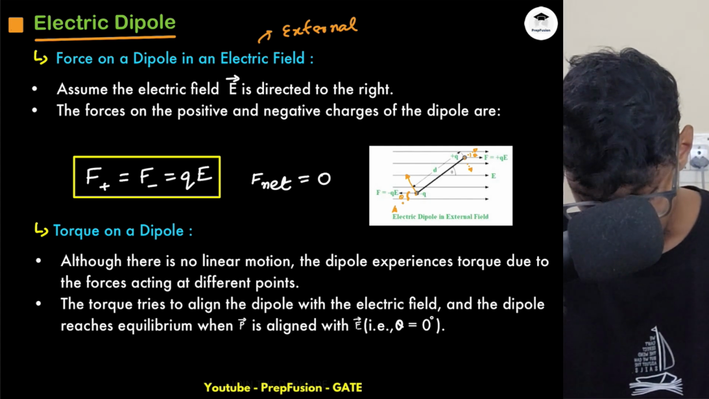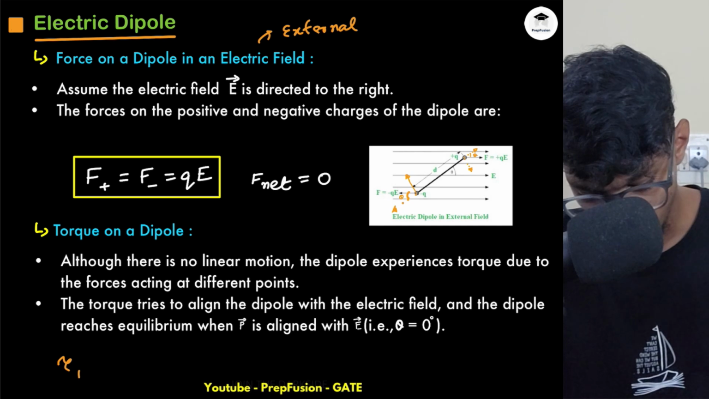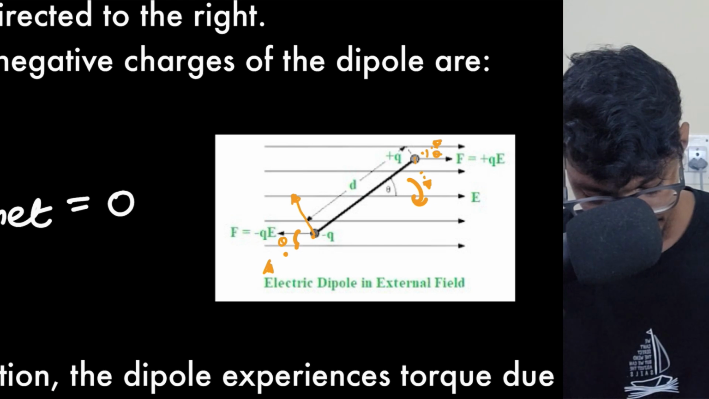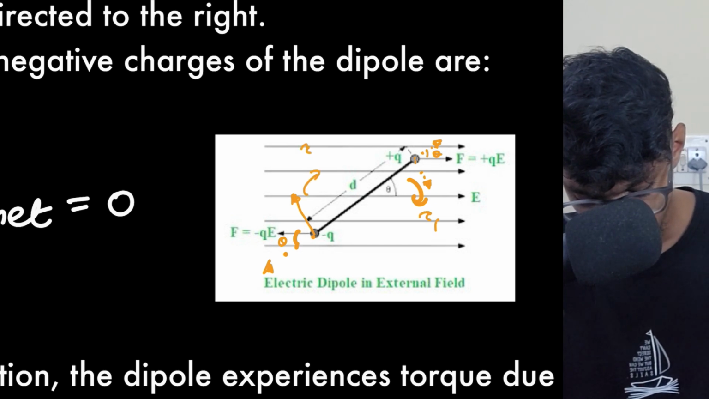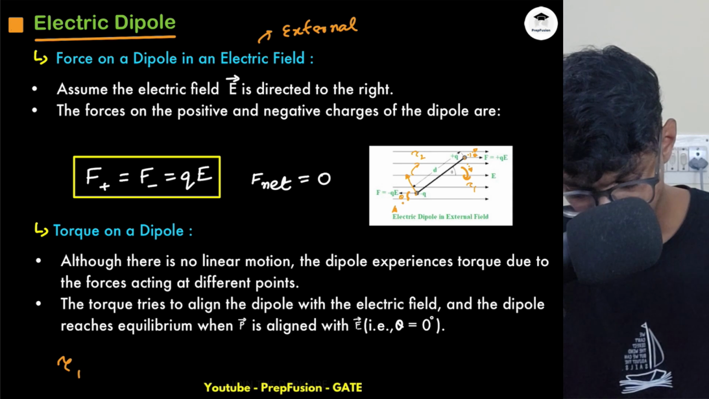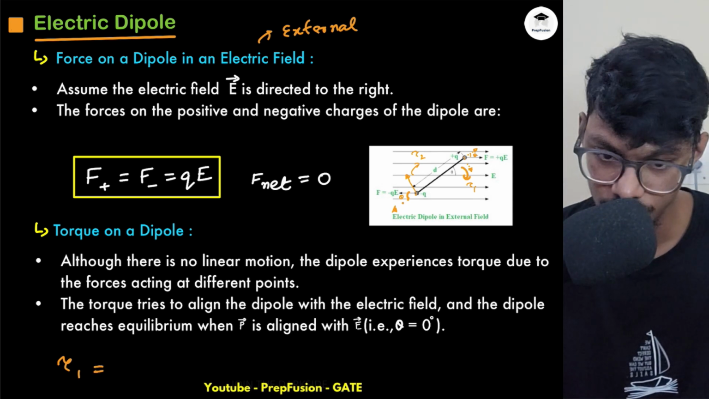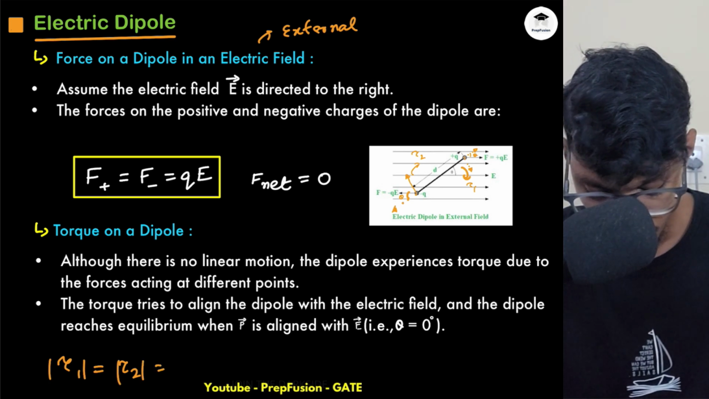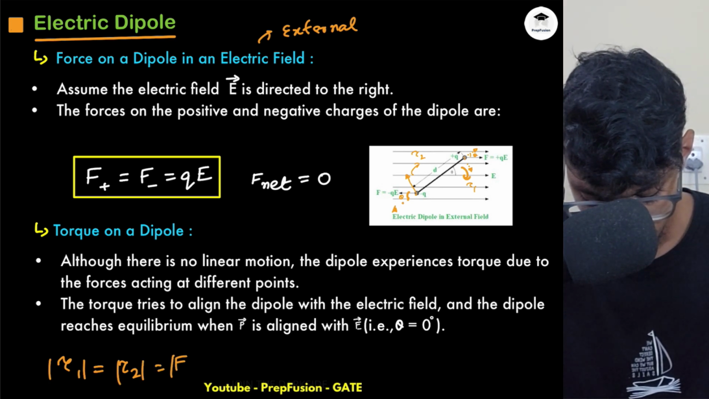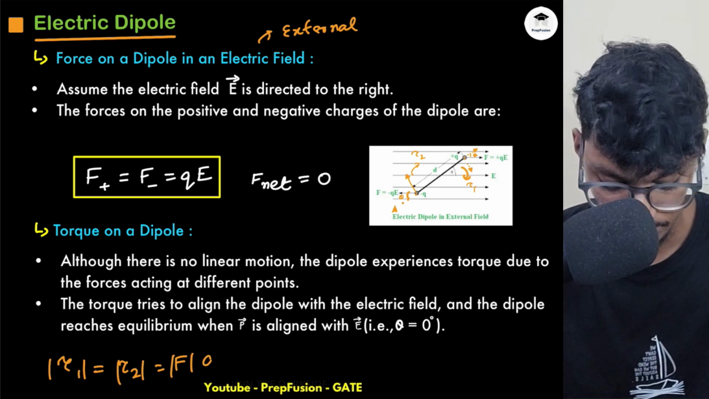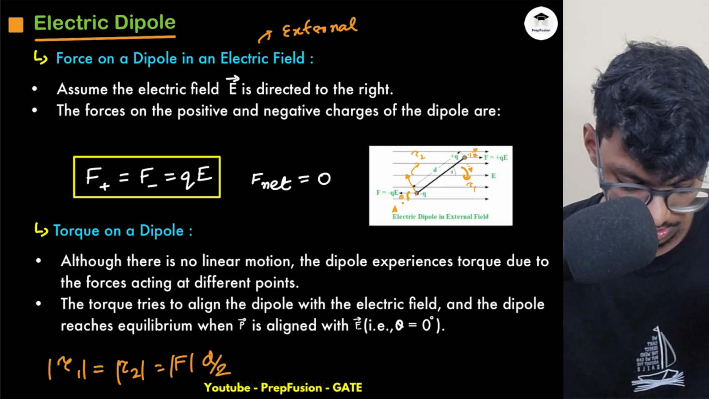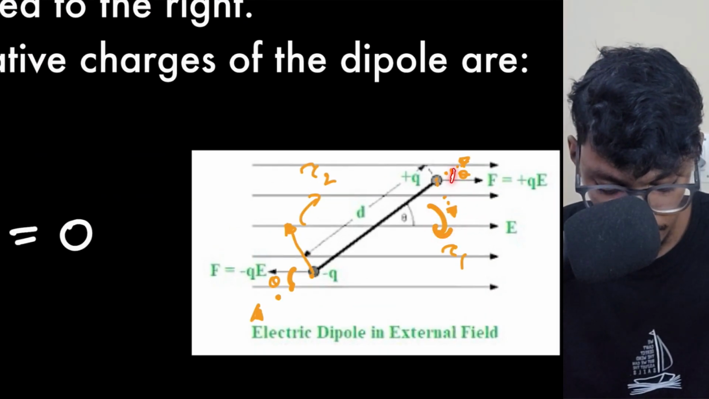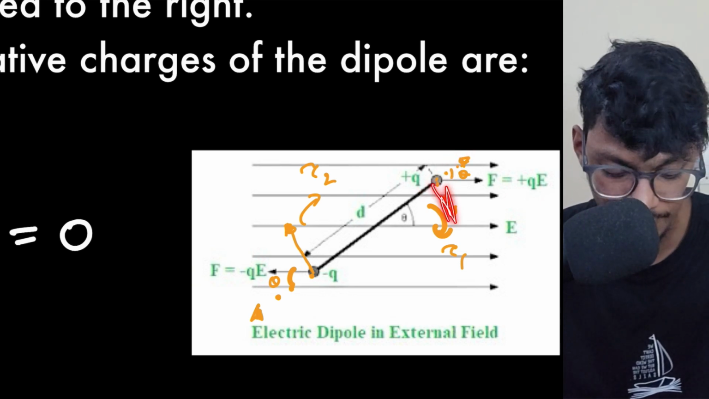Let's assume the force is F. Let's assume this torque is tau 1 and this torque is tau 2. So my tau 1 is equal to what? The magnitudes of tau 1 and tau 2 are equal to F magnitude into distance d by 2. And obviously don't forget, we have actually resolved this force. This force is not F. If this is theta, this force along the axis will be F cos theta, and this force will be F sin theta.